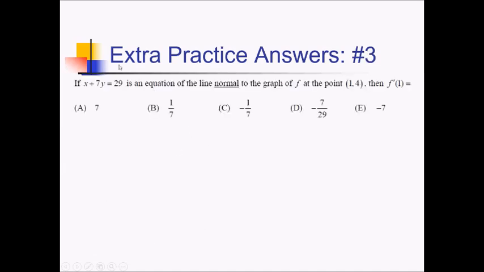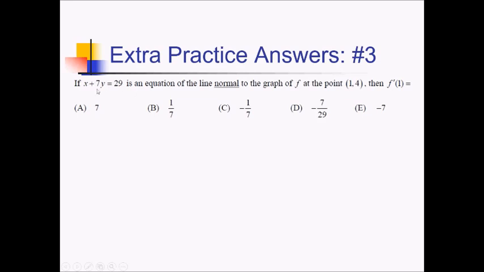For this problem, they're telling us x plus 7y equals 29 is the equation of the line normal to the graph of f at the point (1, 4). Based off of this, we want to know f prime of 1. The key here is recognizing that a normal line and a tangent line have opposite reciprocal slopes. They're perpendicular. So if I can figure out the slope of the normal line at this point, then that'll tell me the slope of the tangent line, which is basically what f prime of 1 is going to give us.